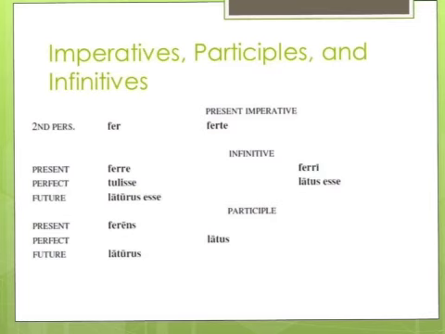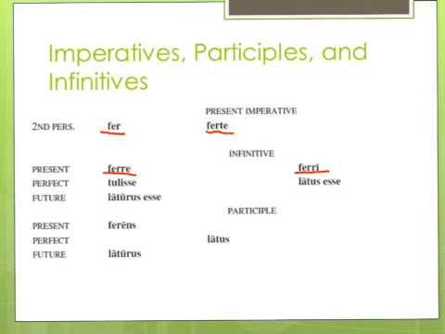Your imperatives, participles, and infinitives. The imperative of fero is also irregular. The present imperative for the singular is fer, bring, carry, and for the plural it's ferte. Now the infinitives. So the infinitive for the present active is just the second principal part, ferre, and to make this passive it's ferri. And then after that, the pattern is pretty regular.